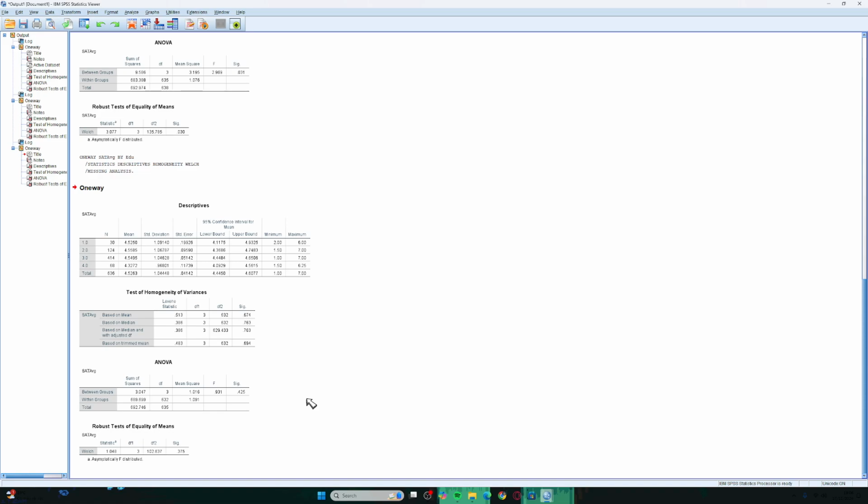So let's look into the robust test results, and this also shows no differences, right? Okay, we have the significance value of 0.375. This is still greater than 5%, right? So the robust test further confirms the ANOVA test result, showing no differences in satisfaction across the education levels.